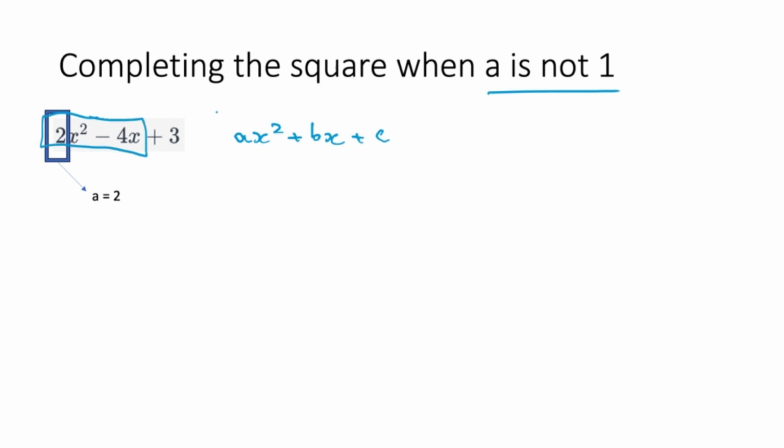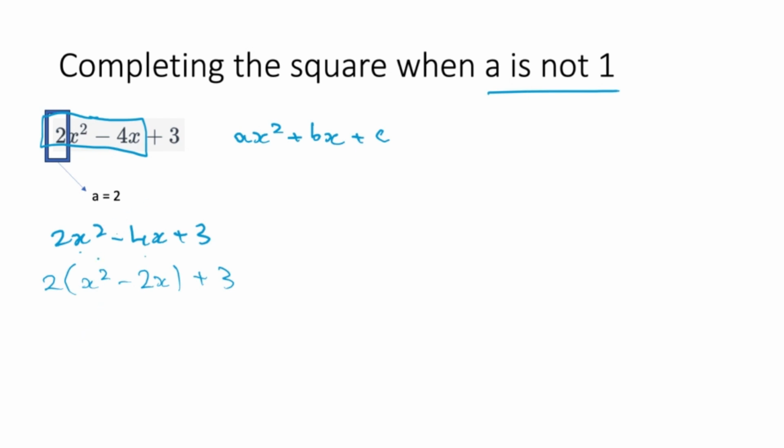So the a and the b first. Okay, so the 2x squared, write your expression first, becomes 2. Take a 2 common factor out of the x squared term and the x term. So this then becomes 2 bracket x squared minus 2x plus 3. All I did was just take a common factor out from these two terms.